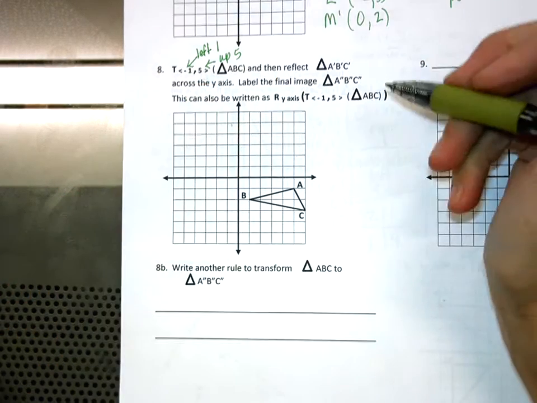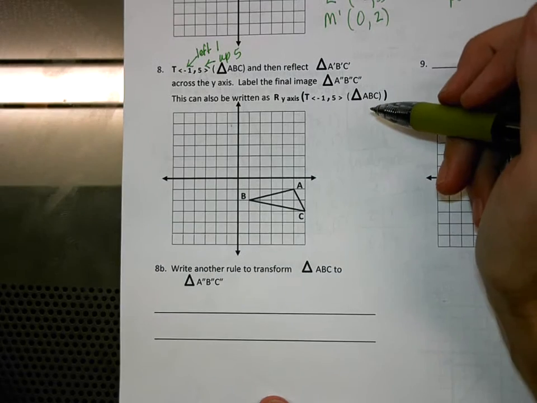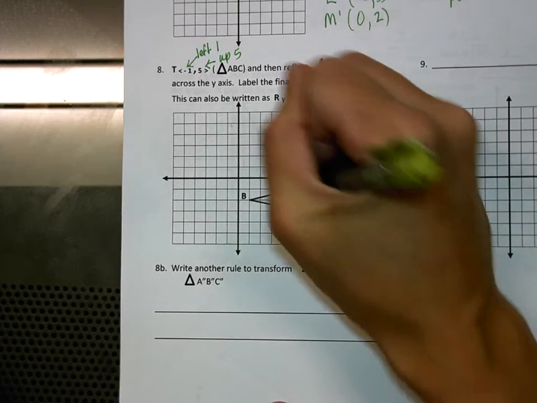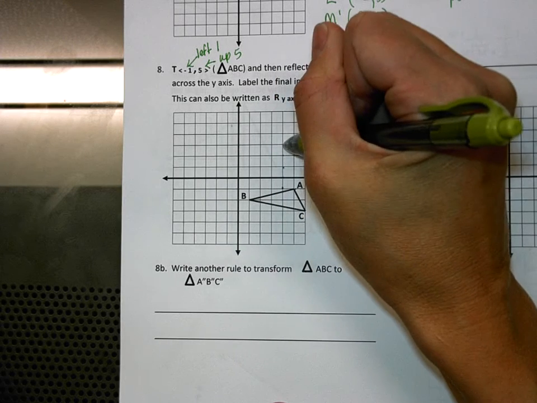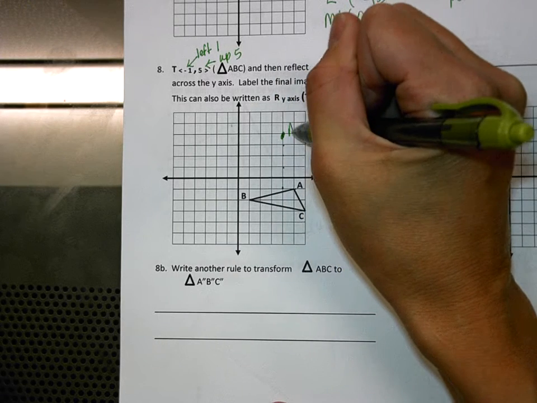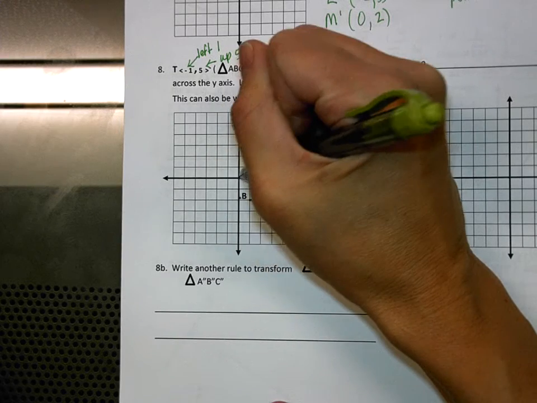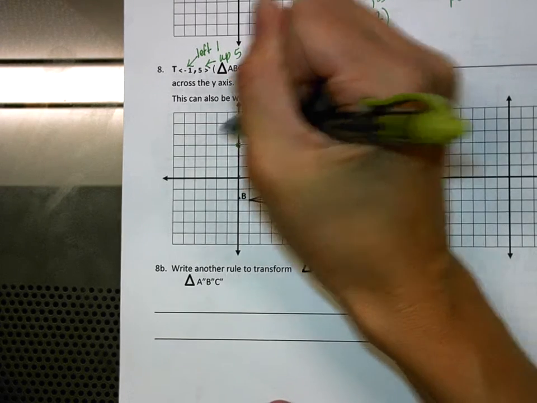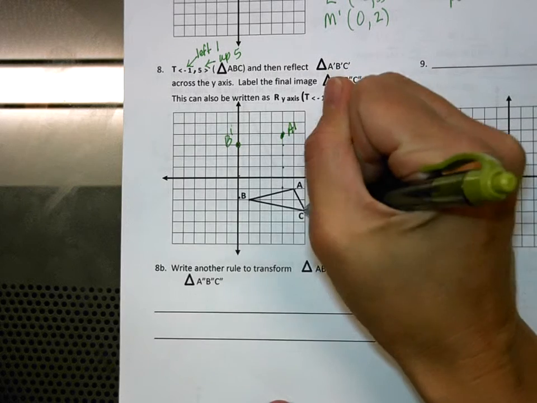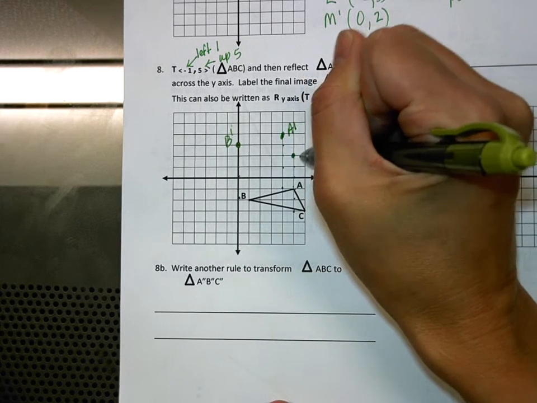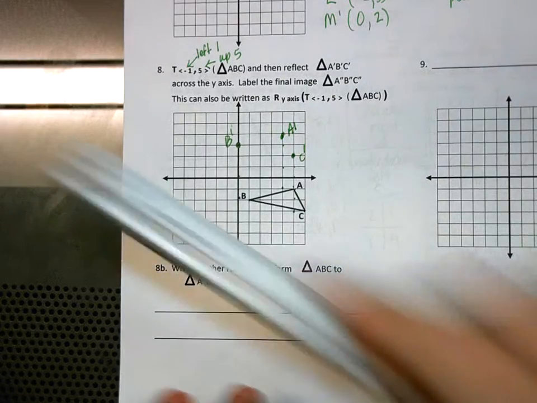So we're going to go ahead and take this figure, and we will take the A value, and we're going to go left 1 and up 1, 2, 3, 4, 5 for A prime. B, we go left 1, up 1, 2, 3, 4, 5. And C, left 1, up 1, 2, 3, 4, 5.